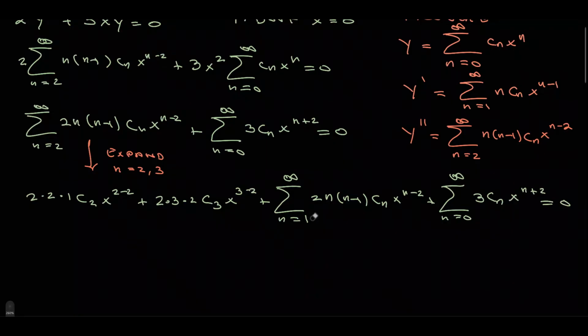All right. So at this point, number one, I'm going to clean up the first 2 expansions. That is 4c₂x⁰, which is 1, so simply 4c₂. And then 2 times 3, which is 6, times 2, is 12c₃x to the first power, because 3−2 equals 1.